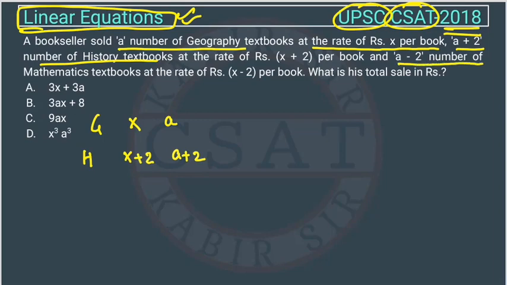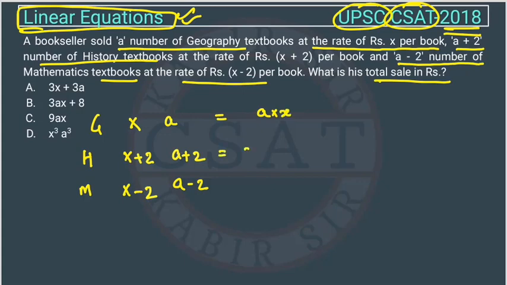And A minus 2 number of mathematics textbooks. So how many math textbooks is he selling? A minus 2, at the rate of X minus 2 for each math textbook. So what is the total sale? The total sale we have to find. So the total sale of geography books will be A into X, and this will be X plus 2 into A plus 2.